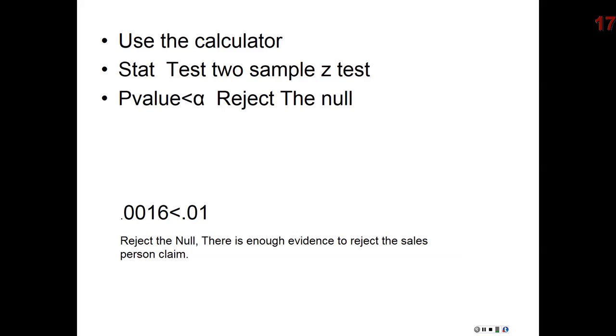So that's your answer, the 0.0016 is less than? Yes. So that's going to be less than that 0.01. So basically, you're going to reject the null hypothesis and say that there is enough evidence to reject the salesperson's claim. And that's your answer on that one. Okay, any questions on this?